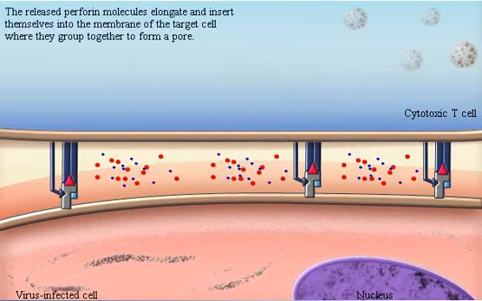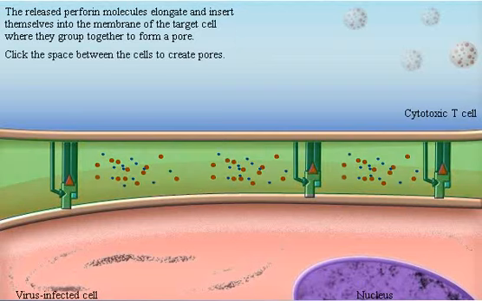The perforin molecules that have been released elongate and insert themselves into the membrane of the target cell where they group together to form a pore. Click the space between the cells to create pores.